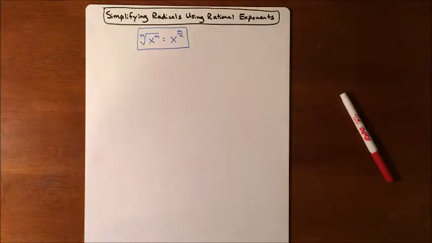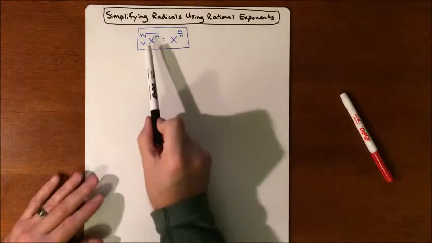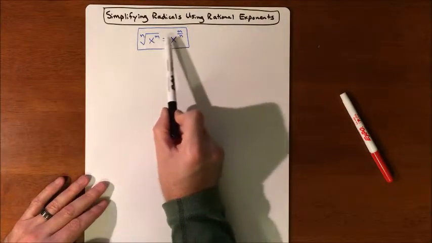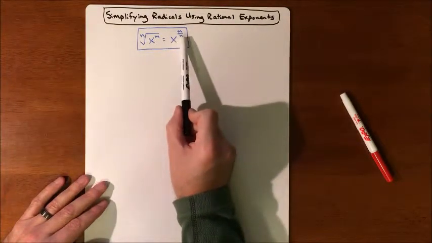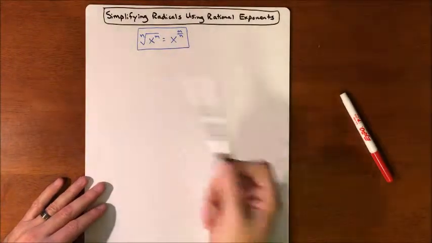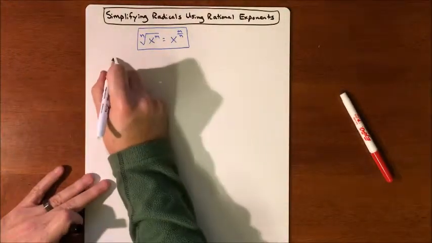In this video, we're going to be simplifying radicals using rational exponents. So what does that mean? Well, we're going to be taking things that are radicals and we're going to convert them into rational exponents, fractional exponents. So when do we need to do that? So here's what we have.